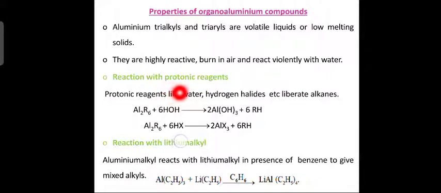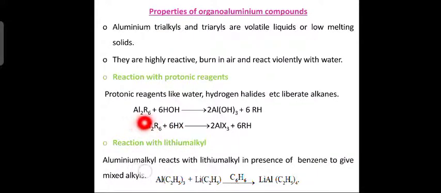Then the reaction with protonic reagents. So what are the chemical properties? First property is reaction with protonic reagents. Which are the protonic reagents? Water, hydrogen halides. So these contain protons. Water contains protons, hydrogen halides contain protons. So this organoaluminium compound reacts with water, that means a proton containing compound. Similarly it reacts with hydrogen halide, which also contains protons.